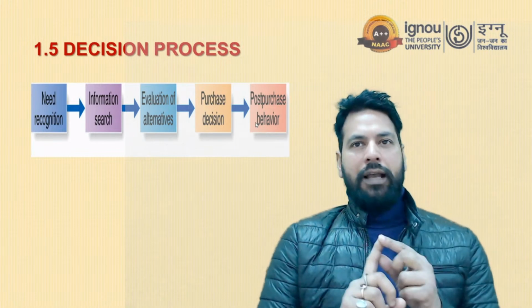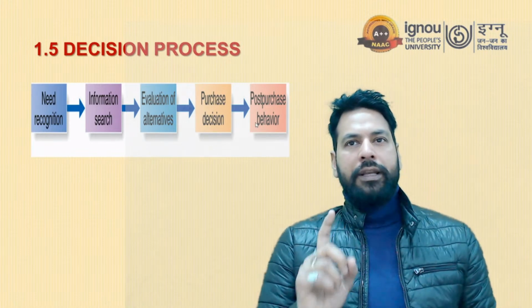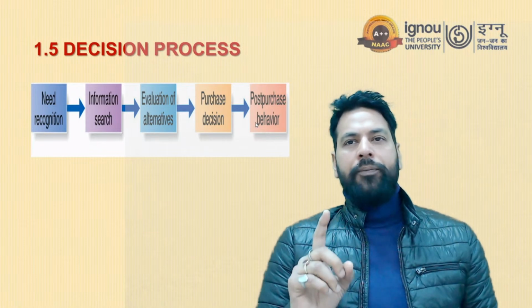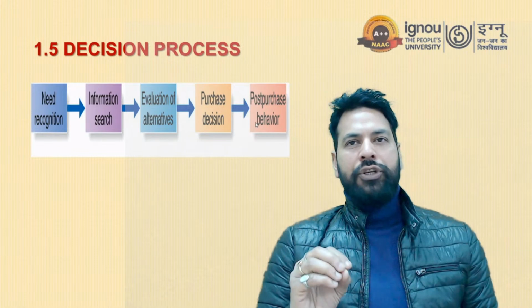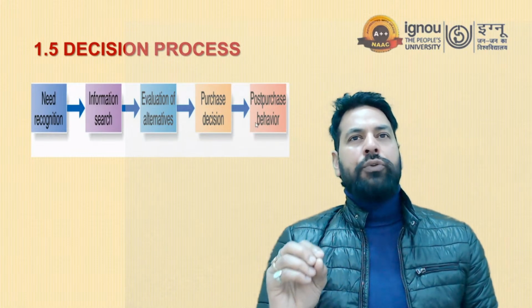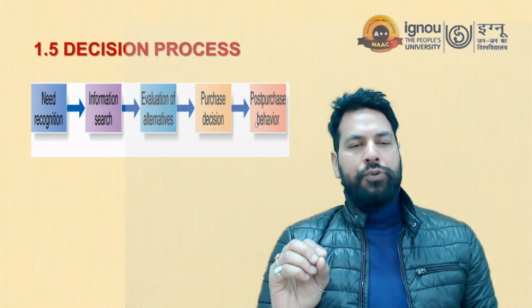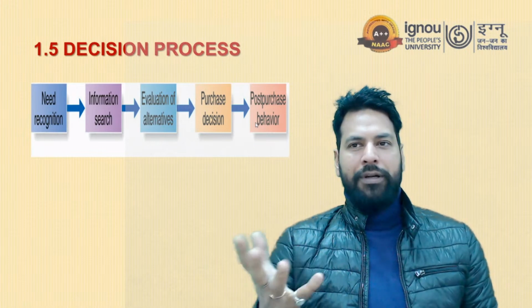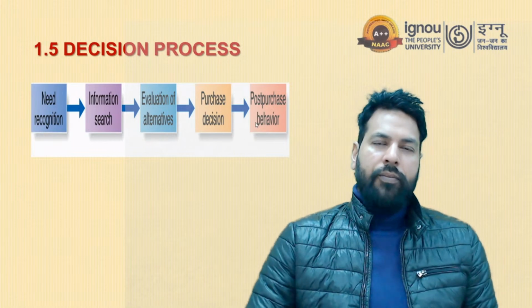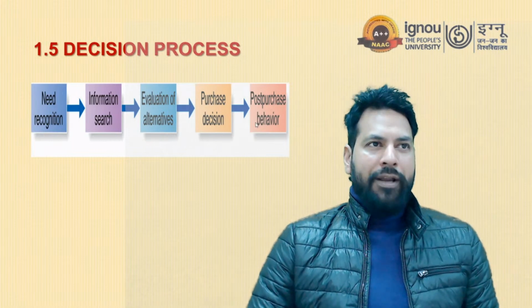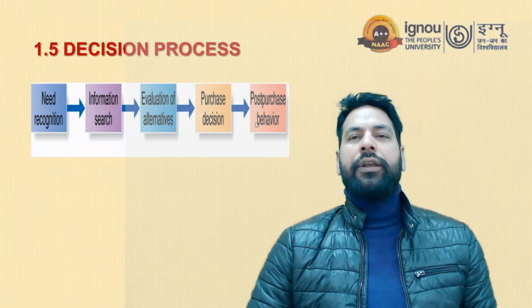So first step is I have got a need. Second, I will figure out the information about which brands are available. Third would be evaluation of alternatives. It means which brand will suit me the best on the basis of parameters like price, design, color, and then I make a purchase. And once I make a purchase, I start using it.